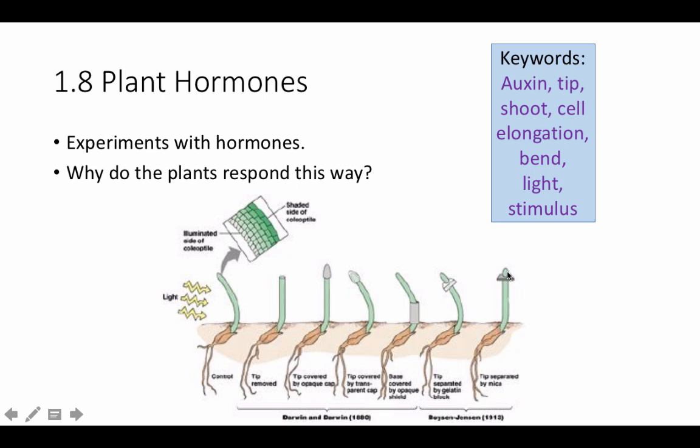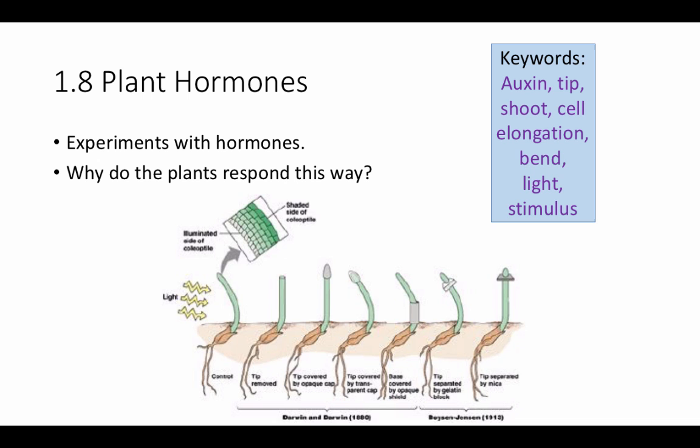Again, you don't necessarily need to know all of that, but you should be able to interpret some of the data they give you. So obviously, if you completely cover the tip, it could be foil, paper or whatever it might be, then the plant will not be able to detect the light and it won't grow in a particular direction.